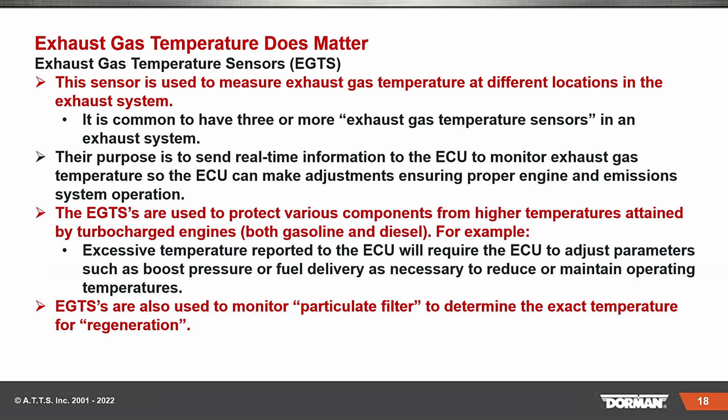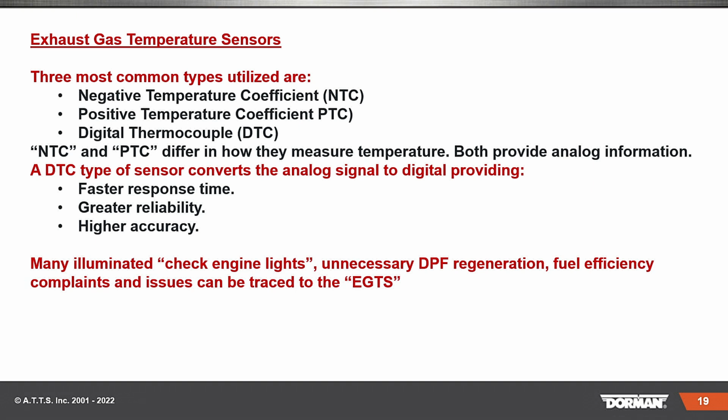Okay. The three most common types you're going to run across are negative temperature coefficient, and I went through that in part 2, I believe. I had a whole thing on some of this stuff. Positive temperature coefficient and digital thermocouple. The NTC and PTC differ in how they measure temperature, but both provide analog information. Revisit part 2 if you can, I had a whole thing on it.